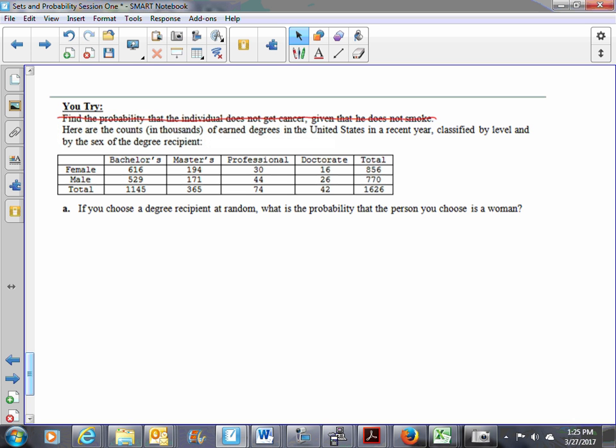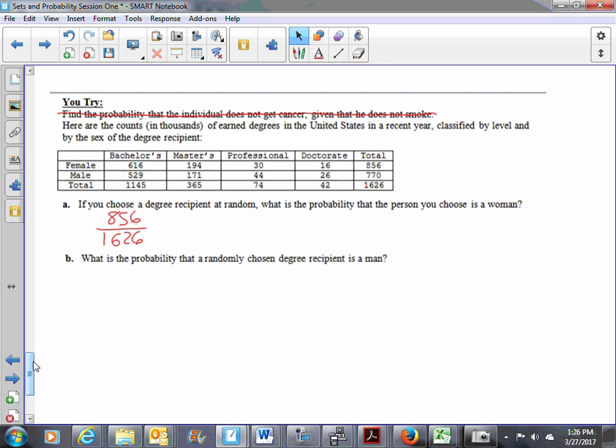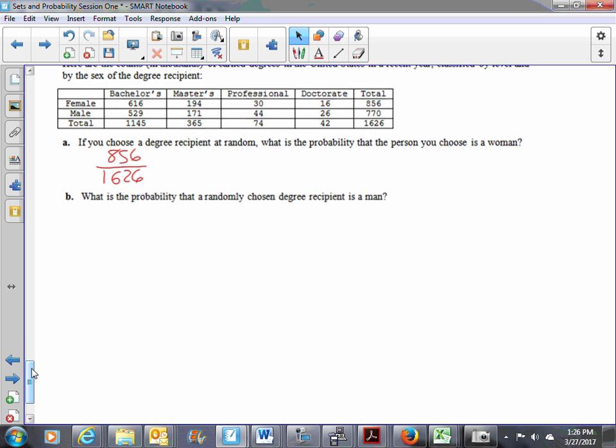Now it says, if you choose a degree recipient at random, what's the probability that the person you choose is a woman? Okay, now, a degree recipient at random means we're talking about the total number of degrees. That's 1626 on the bottom. What's the probability the person is a woman? That would be the same as female. We get 856. So 856 over 1626. You can ask your calculator to reduce that fraction for you, but let's just move on. What's the probability that a randomly chosen degree recipient is a man? Well, that would be 770 over the same 1626.